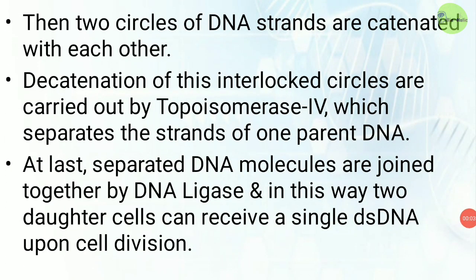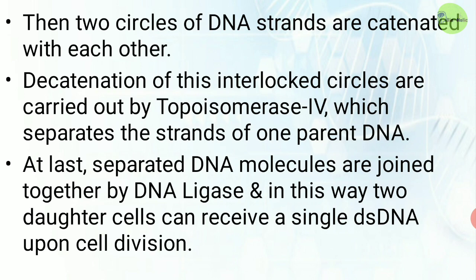Then two new circles of DNA strands are catenated, or I can say interlocked with each other at that site. And decatenation of these interlocked circles is carried out by topoisomerase 4, which is a type of topoisomerase 2. And this can separate the strands of one parent DNA. And at last, separated DNA molecules are joined together by DNA ligase enzyme. And in this way, two daughter cells can receive a single dsDNA, or double-stranded DNA, upon cell division.